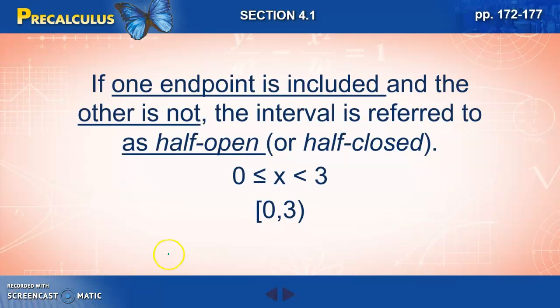Let me go back here and let's graph that really quickly so you can see what that would look like on a number line. We would have a closed circle on the 0. We would have an open circle on the 3. And then this segment would be colored here in between. Pardon the messiness of my handwriting here. So that's what it would look like on a number line. So it is possible for an interval to be half open or half closed.